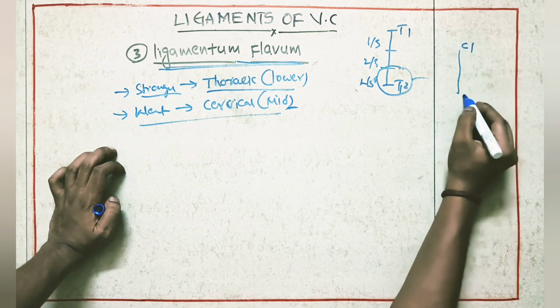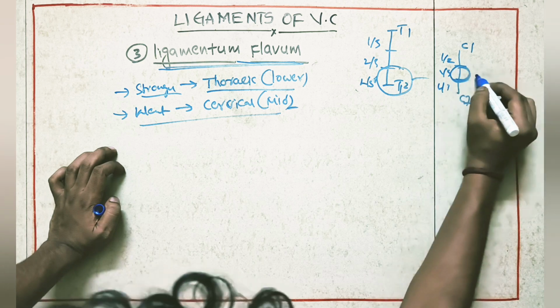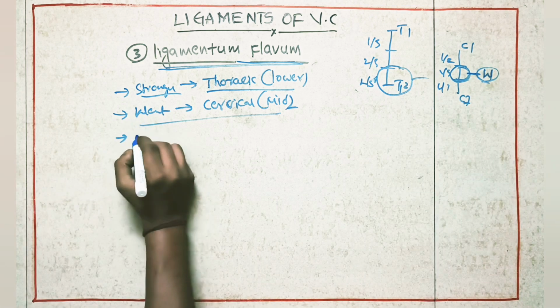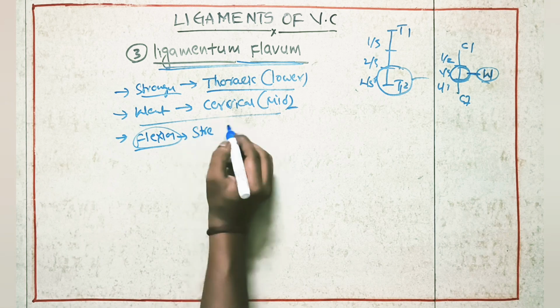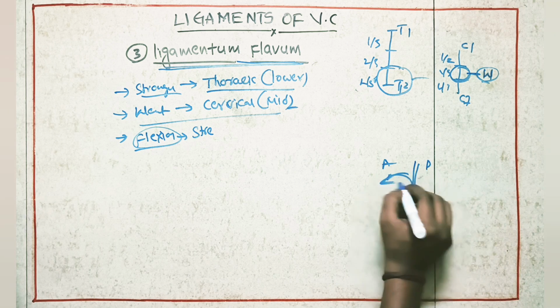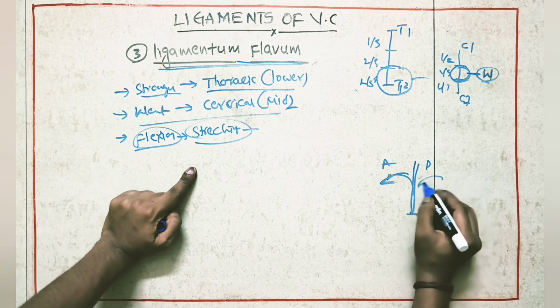If we take the cervical spine, C1 to C7, and divide it into 1/3, 2/3 and lower third, in this mid cervical region the ligamentum flavum will be very weak. If we do flexion, the ligament will stretch. Suppose one vertebra is there, this is anterior, this is posterior. If we do a flexion movement, the ligament will be stretching.